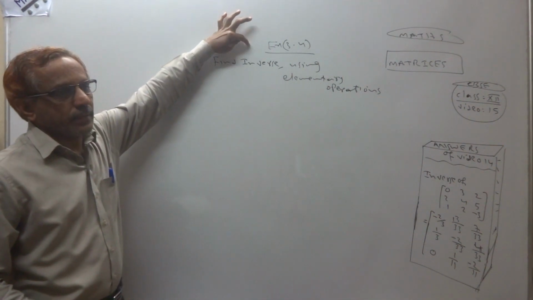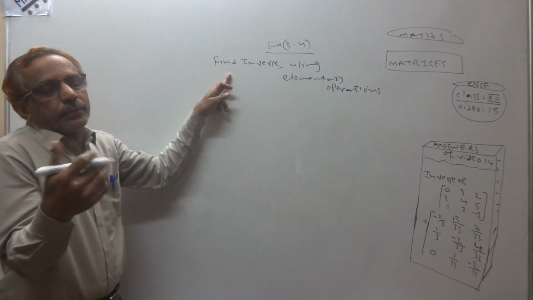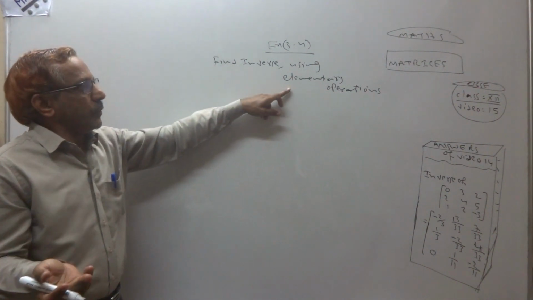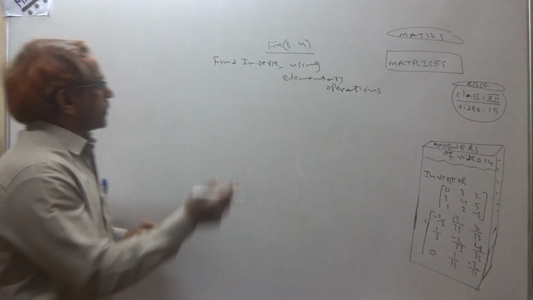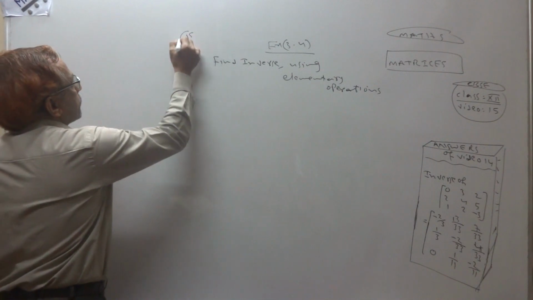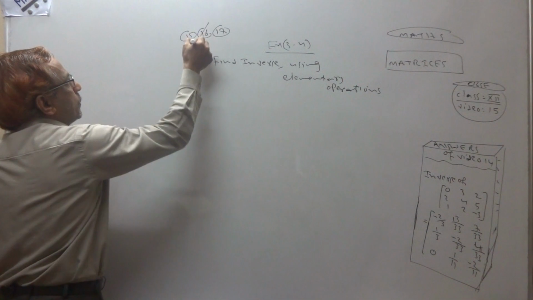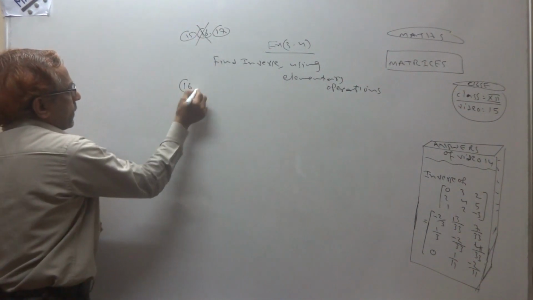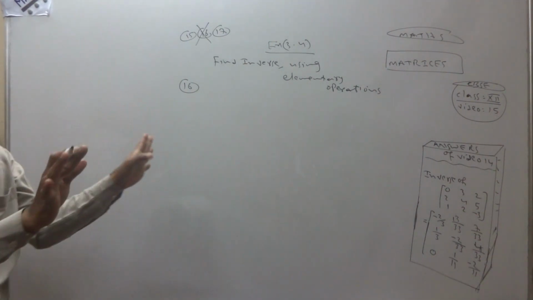We were doing exercise 3.4, how to find the inverse of a 3 by 3 matrix using elementary operations, and one was a homework question. From this exercise, the last questions 15, 16, 17 remain. Out of that I will do question 16. The remaining you can try, and then this exercise will be finished.